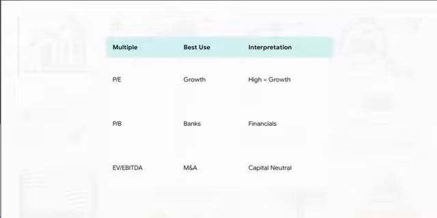Now, what's really interesting here is the EV to EBITDA multiple, because it uses enterprise value and earnings before interest, taxes, depreciation, and amortization. It strips out debt structures entirely. That makes it completely capital structure neutral, which makes it perfect for M&A analysis.